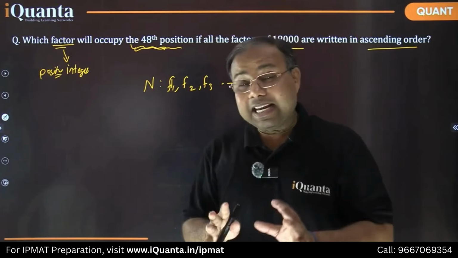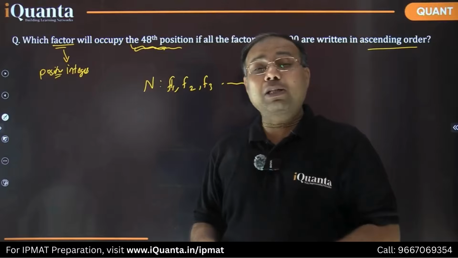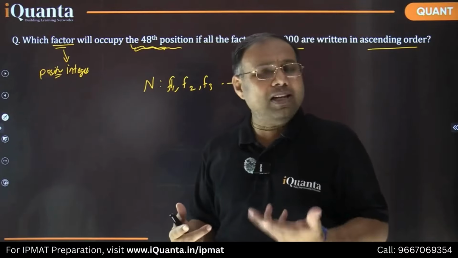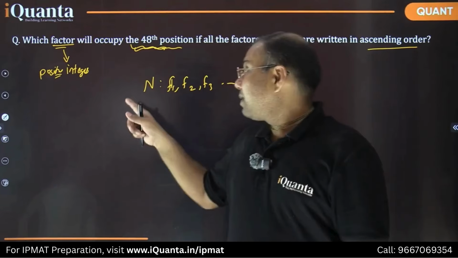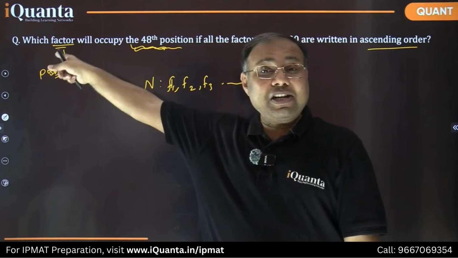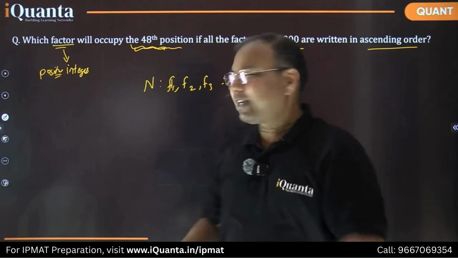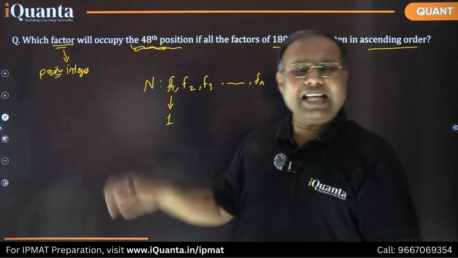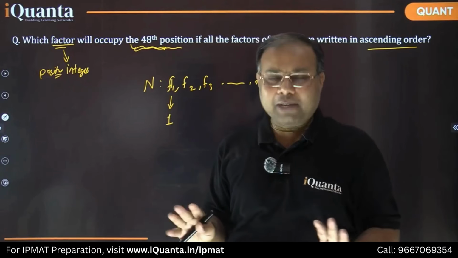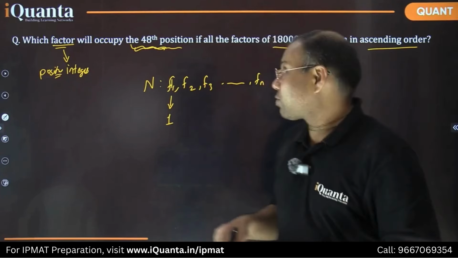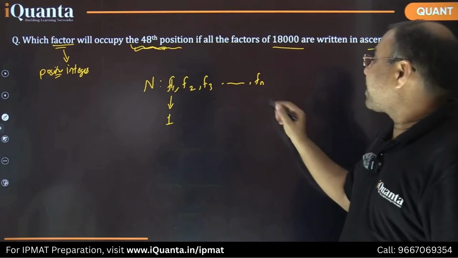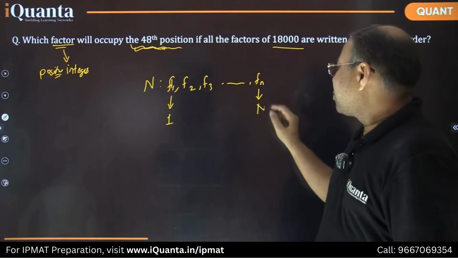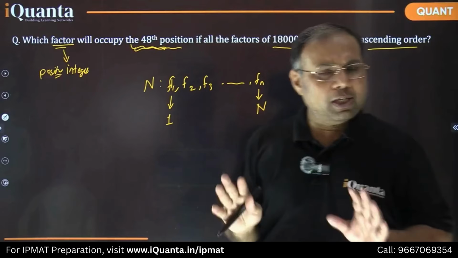So for any natural number, any positive integer, what is the smallest factor f1? Can you tell me? Remember, factor means positive integer factor. So that is 1. So 1 is the smallest factor, the positive integer which divides any given number completely. And the largest factor which divides a given number is the number itself. This is true for all numbers.